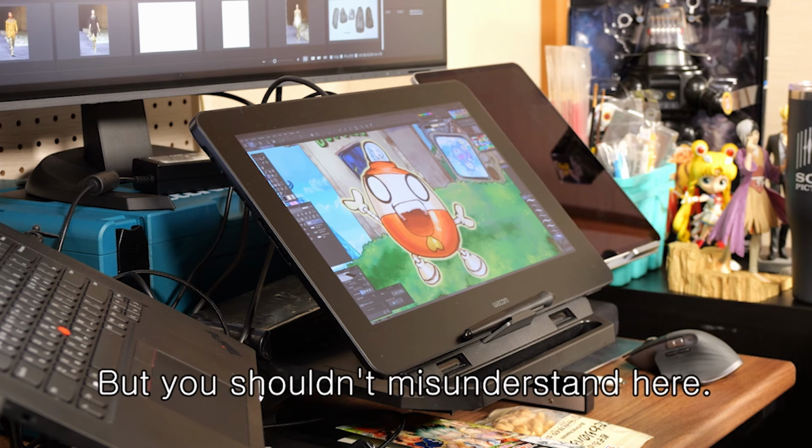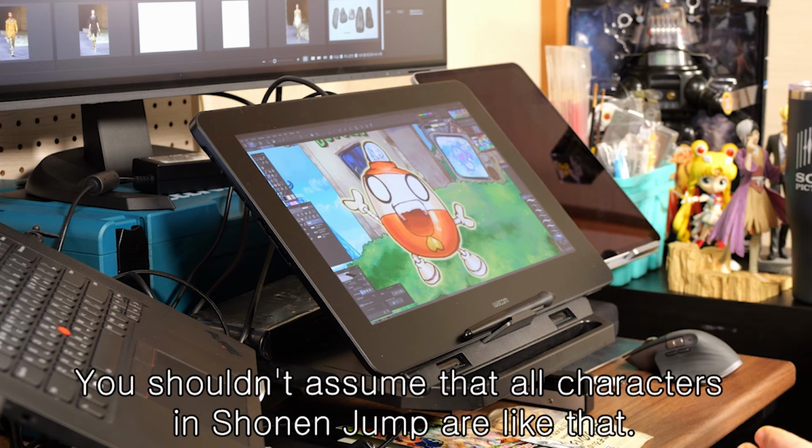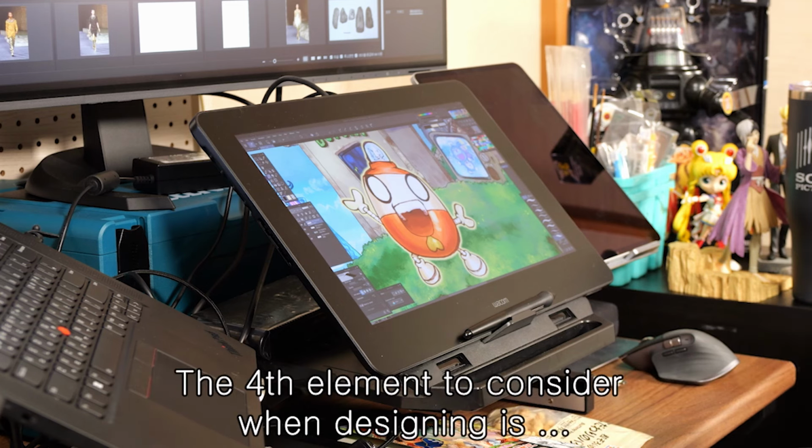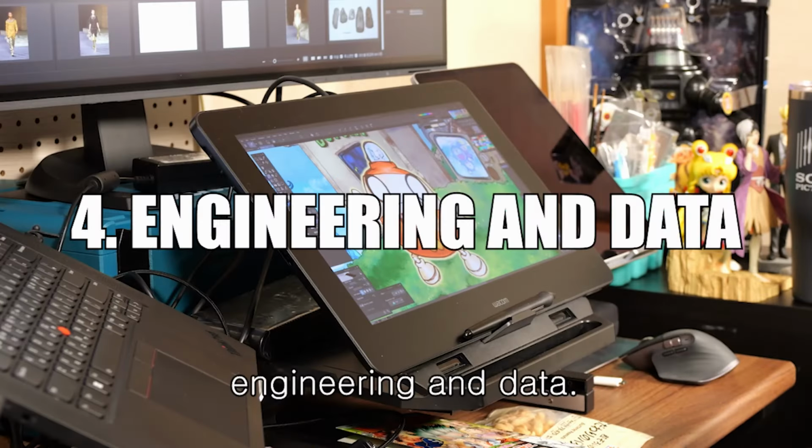But you shouldn't misunderstand here. You shouldn't assume that all characters in Shonen Jump are like that. I'm talking about that this is the case with Dr. Stone. The fourth factor to consider when designing is engineering and data.